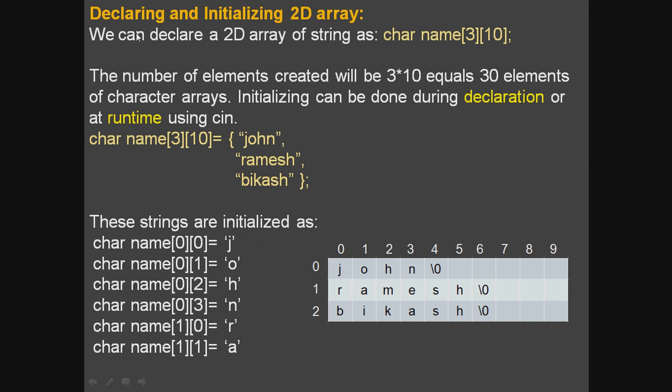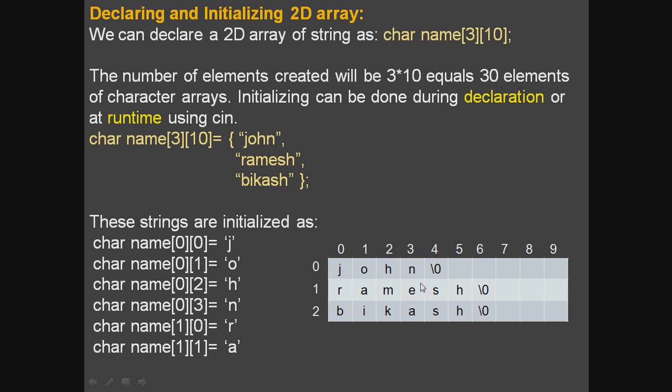Now how do you declare and initialize a two-dimensional array? We declare a two-dimensional array of strings with the data type character. You can see the data type has changed from integer to character. We have seen that in the previous video, so if you have not watched it, go back and watch the first string handling video. Here: character, name, and 3, 10. This index represents the row and this index represents the column. The number of elements created will be 3 into 10 equals 30 elements.